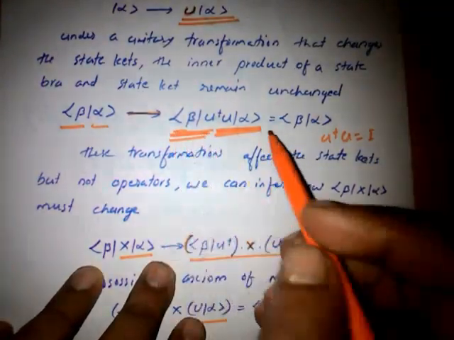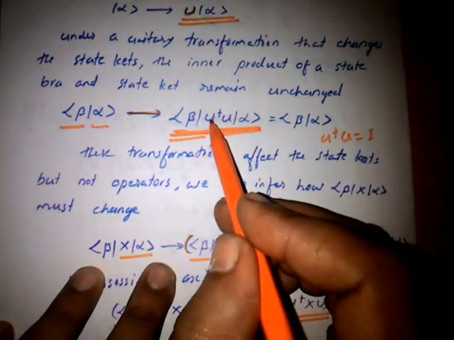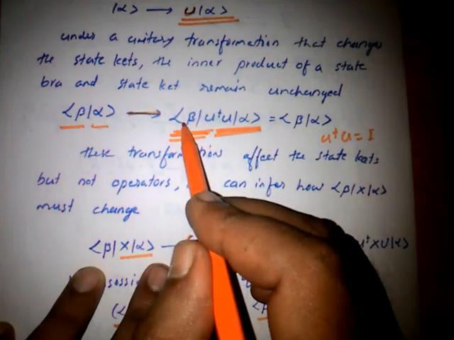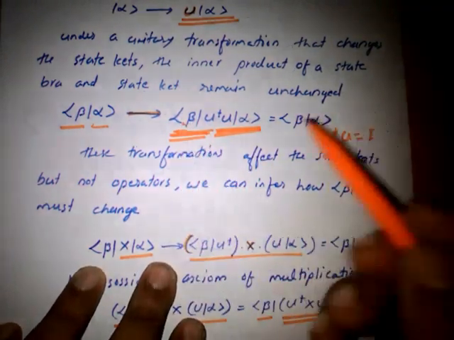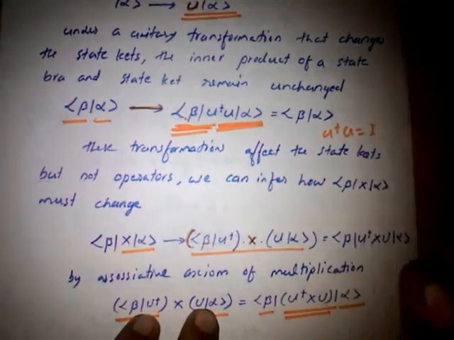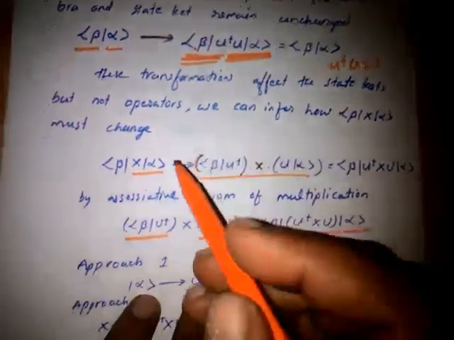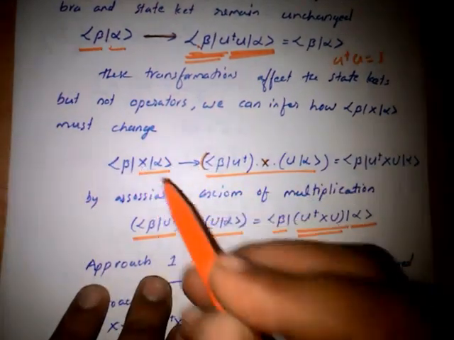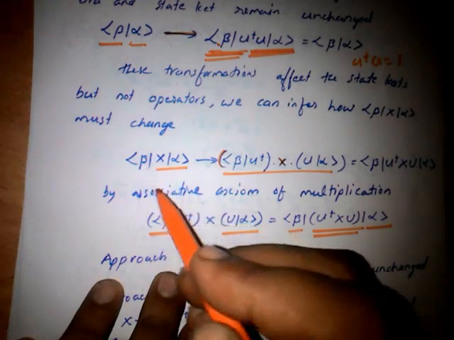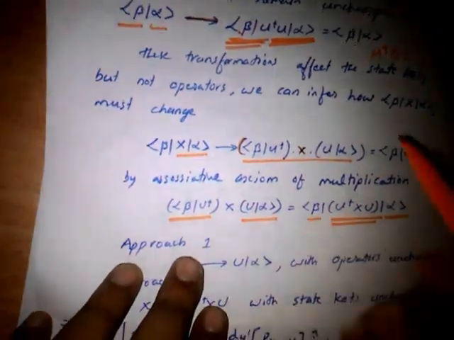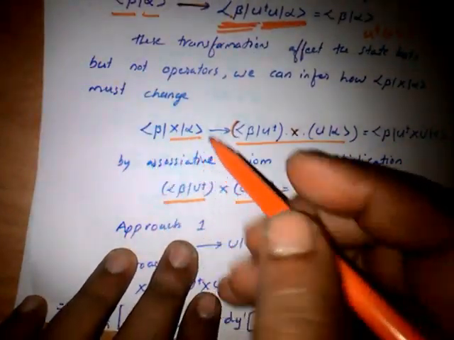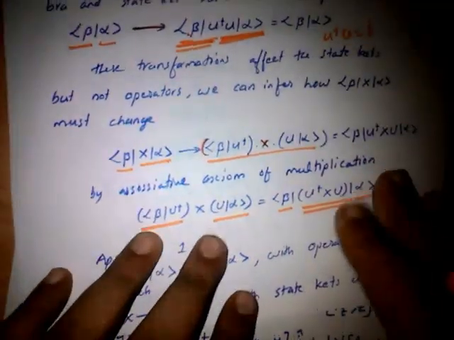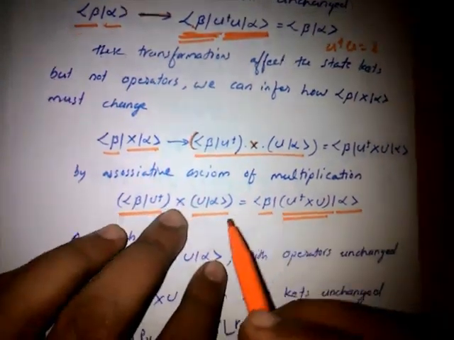This transformation affects the state kets. This u with alpha and u dagger with beta affect the state kets, but not operators. Let us consider an operator x, and we are taking an inner product with the two kets. One is x alpha and another is beta.